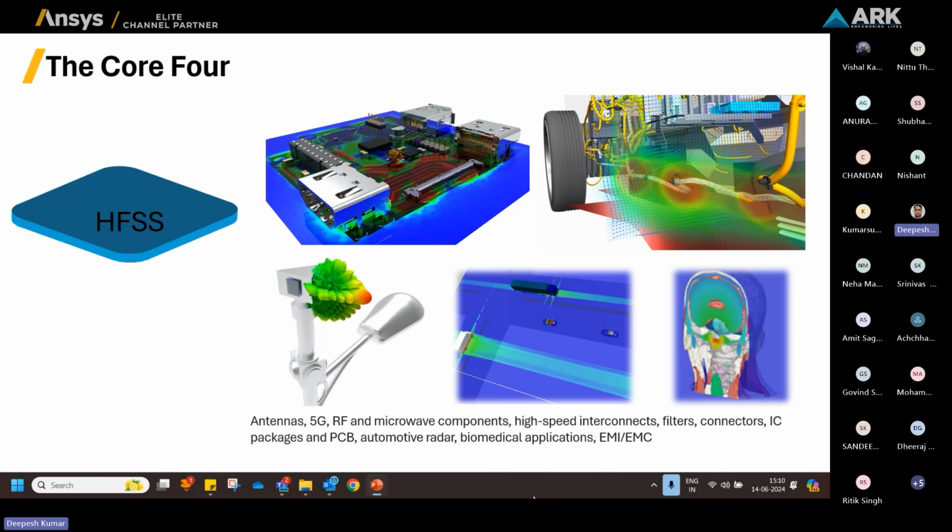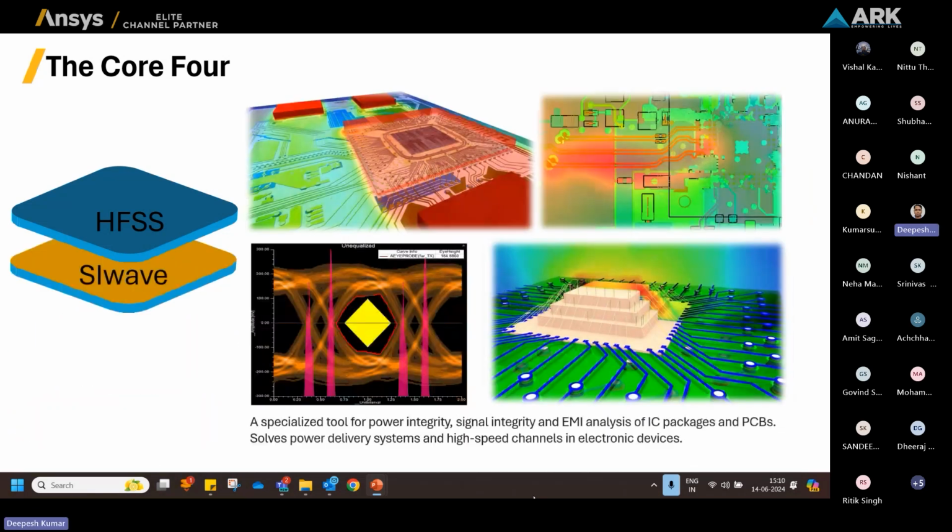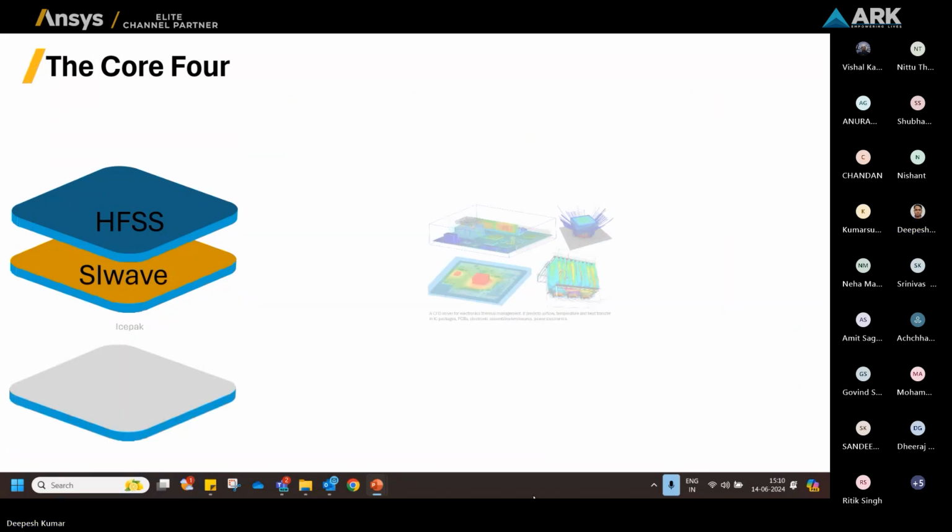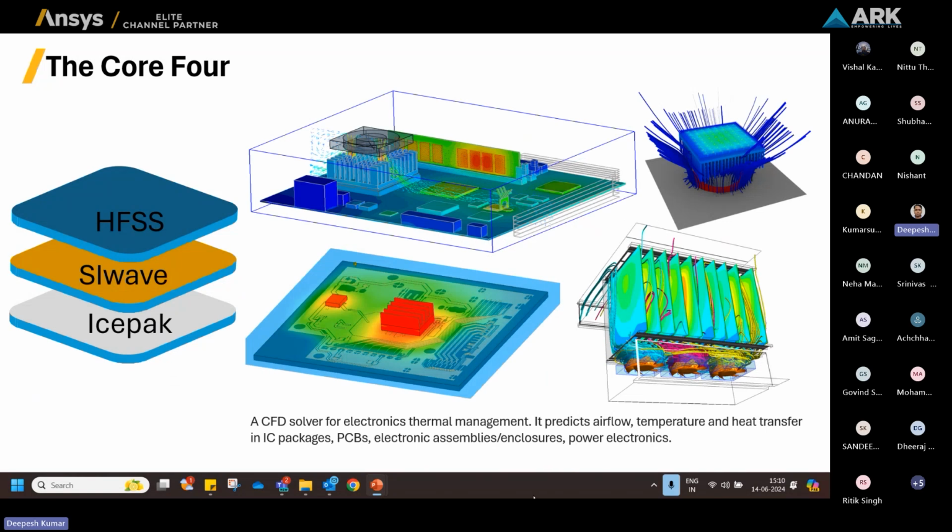So the core product, HFSS, is dedicated to high speed interconnects, filters, and ICs, which I have already shown you. Next is SIwave, which is dedicated to PCB, IC package, EMI/EMC, and high speed channels. We can analyze it with data rates and with eye opening and eye closing analysis quite easily. Next is Icepak. I think Icepak has already been described by Shubham, so I will just skip it.